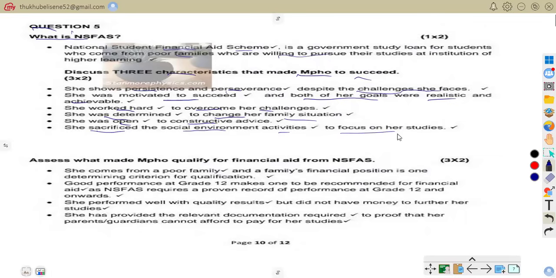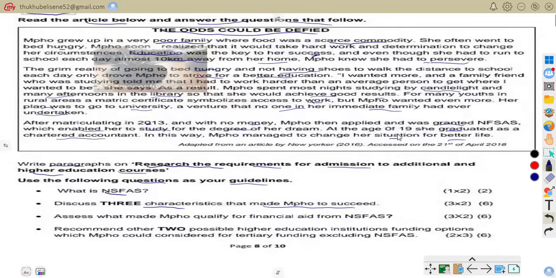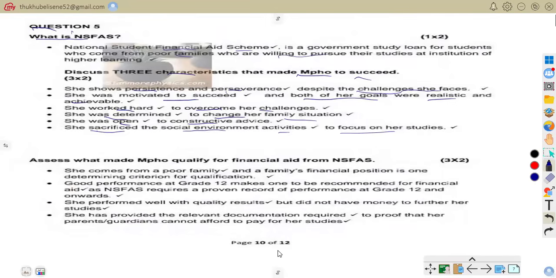So now let us go to other questions. The other question says, assess what made Mpho qualify for financial aid from NSFAS. So let us be on our answers. What made Mpho qualify for financial aid from NSFAS? She comes from a poor family, and the family's financial position is one of the determining criteria for qualification. Poor financial background. NSFAS assists students whose families cannot afford tertiary education. That is the reason why she qualified to get that support, that bursary. Because you know very well that her parents did not have enough money to pay university fees.